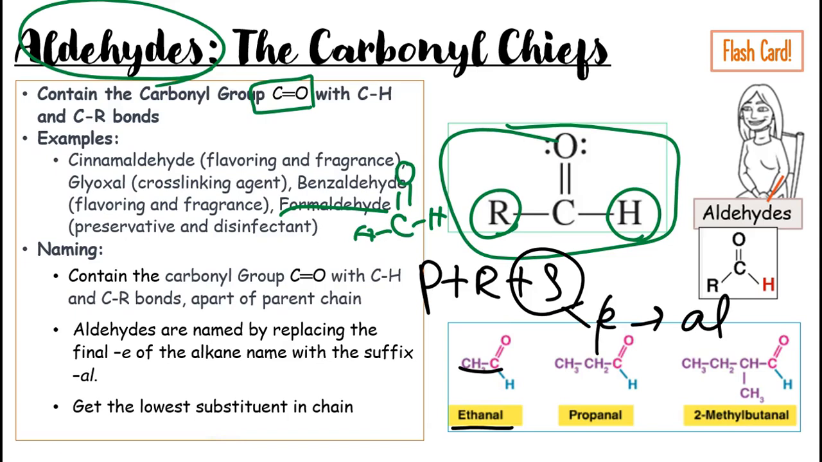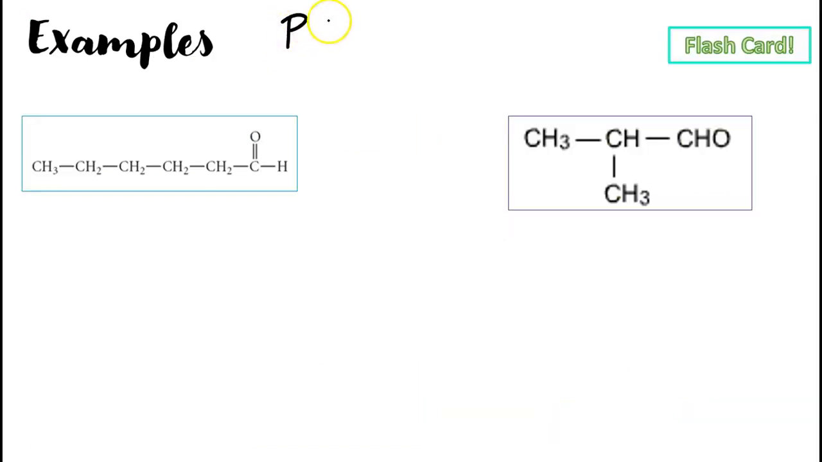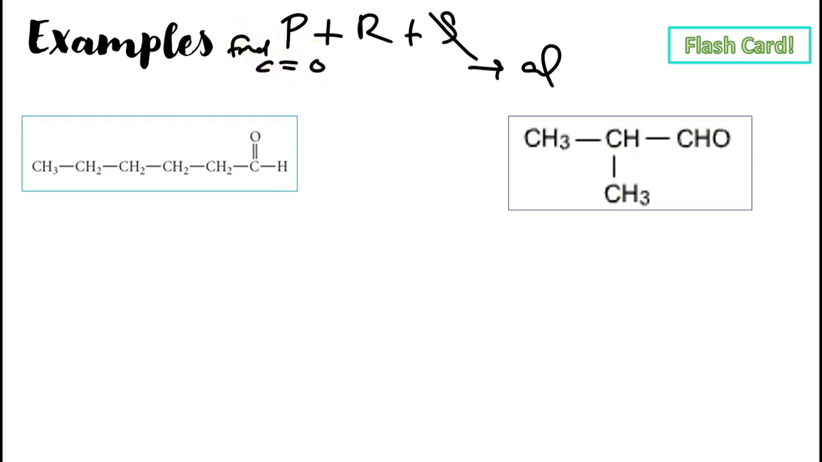Okay, let's get into some examples. So like everything else, we're going to have that prefix, our root, and our suffix, and we know the suffix is going to end with "al." All right. So again, you always want to think of the hydrocarbons when you're naming and layering information on. So when you're looking at these two structures here, the goal is that you want to always find that carbonyl group first. So we'll find that carbonyl group.